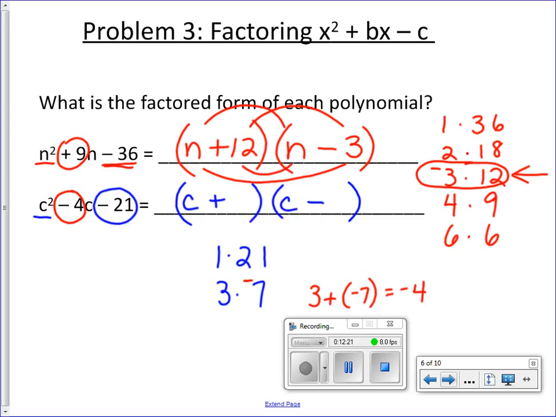So our factors: 3 is positive and goes in this blank, and the minus 7, the 7 will go after the minus sign in the second one. So we have the quantity c plus 3 times the quantity c minus 7.